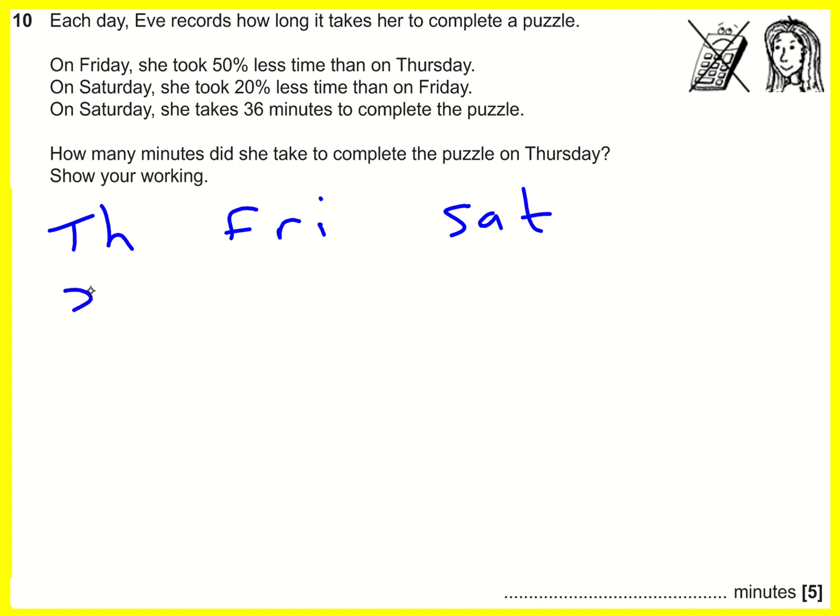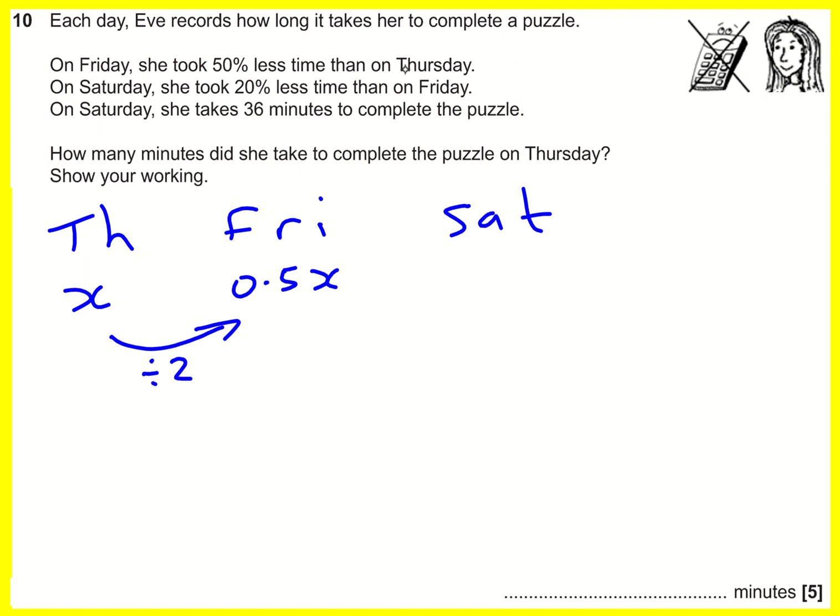work out. So I'm going to call this x. That's the thing we're trying to find. On Friday, she took 50% less time than on Thursday. So 50% less time, that's going to be 50% of the amount here. So it's going to be 0.5x. And what we've actually done is we've divided through by 2, or times it by a half, which is exactly the same thing. On Saturday, she took 20% less time than on Friday.